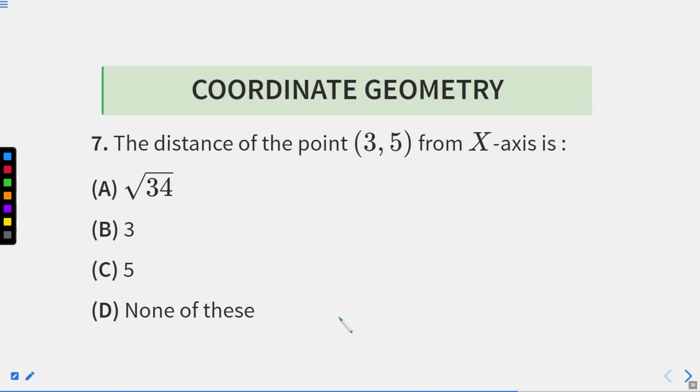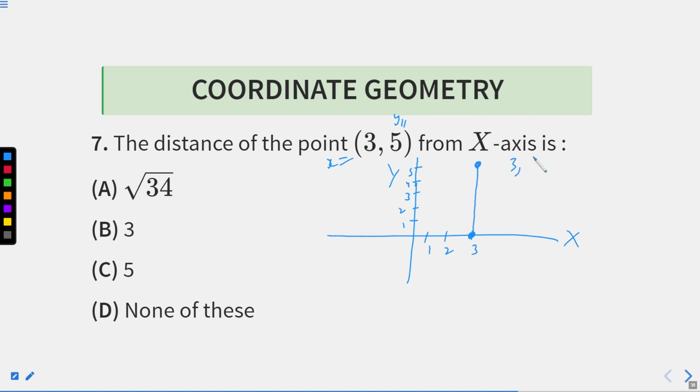Okay. Now the distance of the point 3 comma 5 from the x-axis is, so plot the x-axis, y-axis. First we are here, x is equal to 3, y is equal to 5. Both are positive. So we have to move rightward 3 points, 1, 2, 3, and then move upward 5 points, 1, 2, 3, 4, 5.